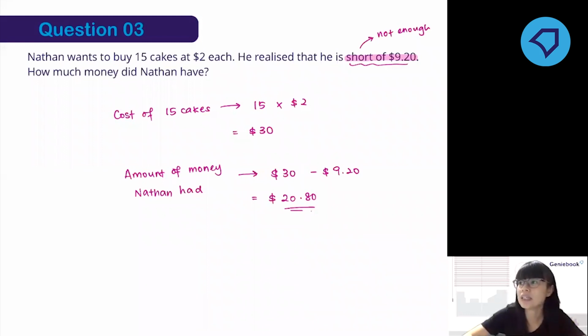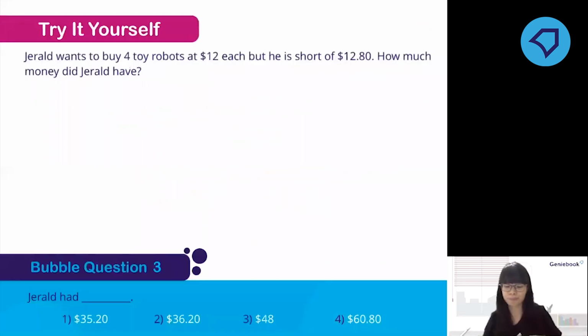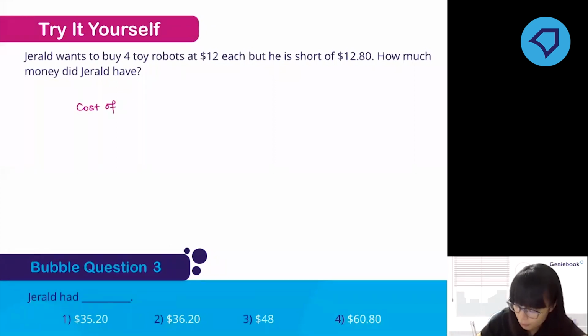Let's try this one before we go on to the division part. Jared wants to buy 4 toy robots at $12 each. But he's short of $12.80. So how much money did he have? I see the majority of you got the correct answer as well. Good job, guys. So the first thing that we need to do is to find the cost of 4 toy robots.